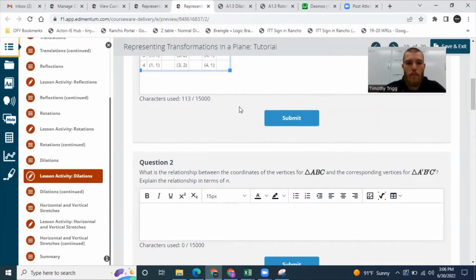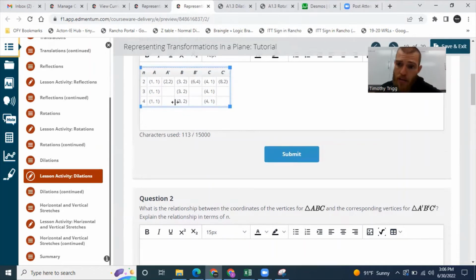So what do you notice here? Hopefully you already paused and filled out the rest here, but what do we notice? Notice point A went from 1, 1, and when we use an n or a scale factor of 2, it became 2, 2. What about for point B? It went from 3, 2 to 6, 4. Notice, what are we multiplying by? 3 times what gives me 6? 2 times what gives me 4? Well, times 2, isn't it?